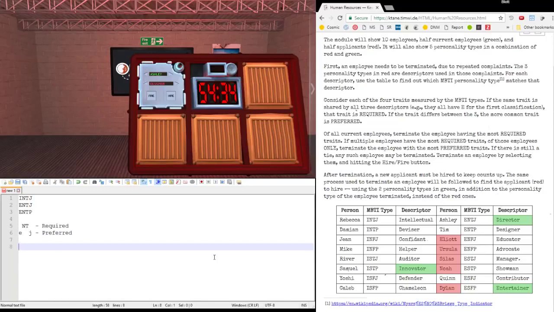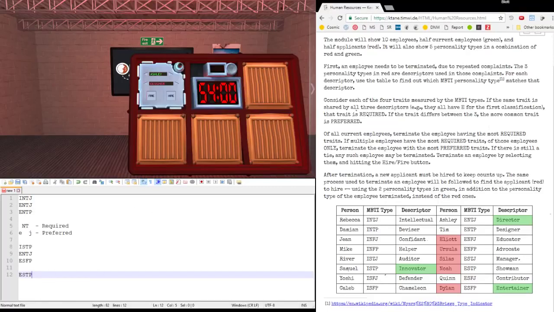We have the Innovator, ISTP. We have the Director, ENTJ. We have the Entertainer, ESFP. First off, we're looking for required traits. We actually don't have any. Nothing is unanimous: I's and E's, S's and N's, T's and F's, P's and J's. So no required, so it's all going to be preferred. We have 2 E's, that's preferred. We have 2 S's, that's preferred. We have 2 T's, that's preferred. And we have 2 P's, that's preferred. ESTP would be optimal.